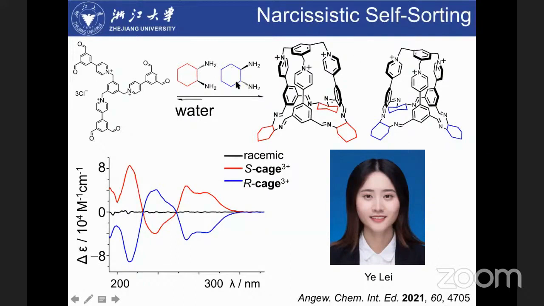If you use the racemic mixture of the diamine, we get a racemic mixture of the cage, which means we have narcissistic self-sorting taking place here: all of the S diamine goes to this cage, and all the R diamine goes to this cage. You can see this nice mirror-image CD spectrum here.